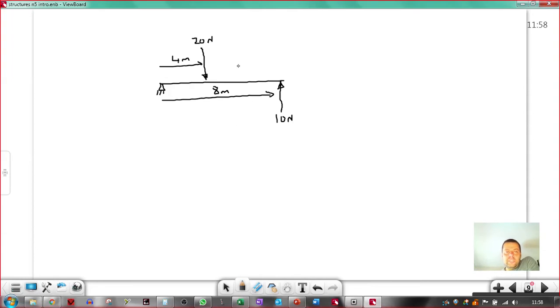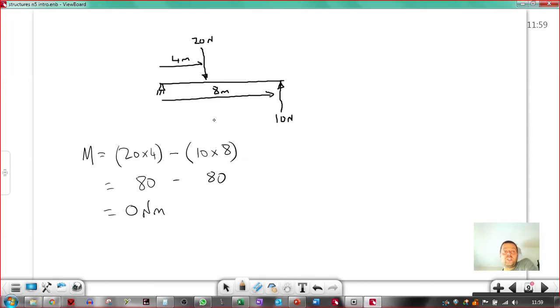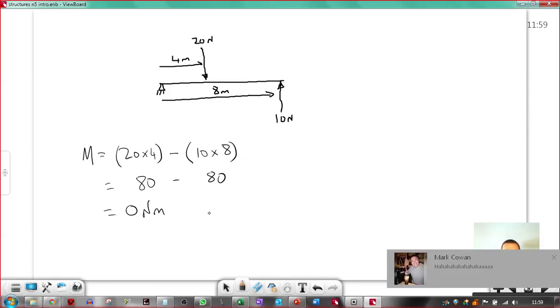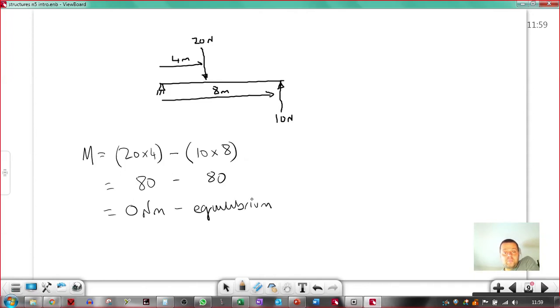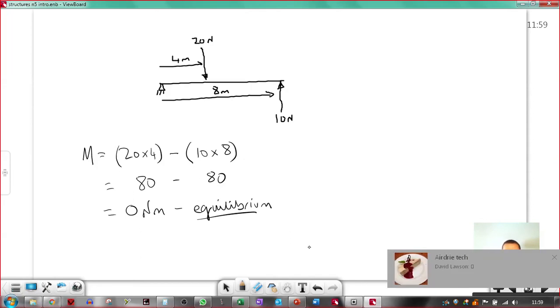And here I've set up a new one, right? We do this exactly the same way. What is the total moment on this beam? The total moment is going to be the clockwise, so that's 20 times 4 minus 10 times 8, so that's 80 minus 80. The total moment on that beam is 0 Newton meters. It is not moving, it is balanced. This beam is in equilibrium. The clockwise moments and the anti-clockwise moments equal each other.